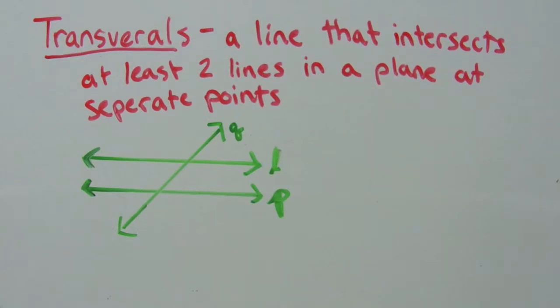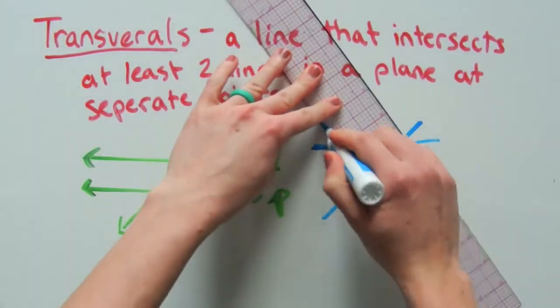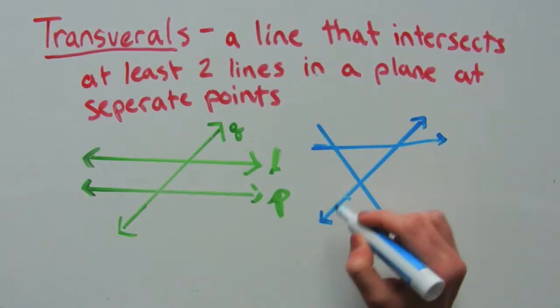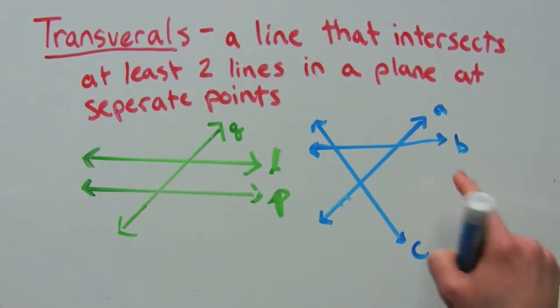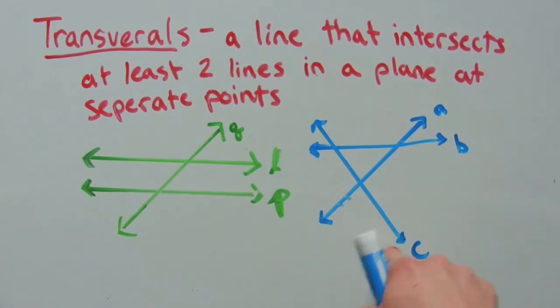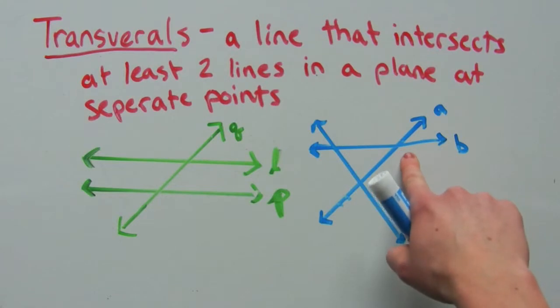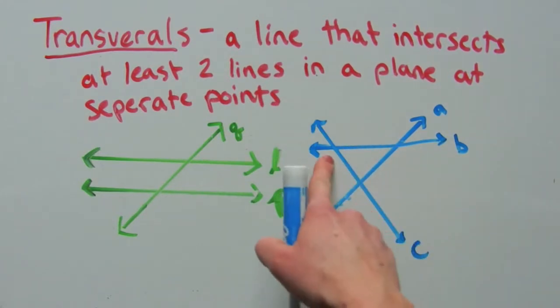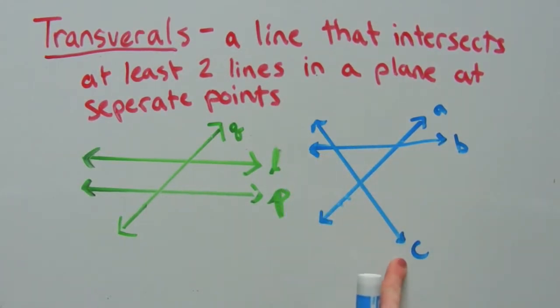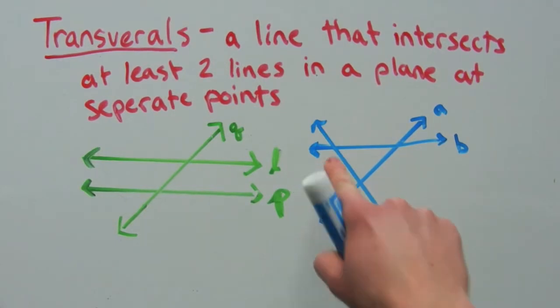A transversal could also look like this. Line A is the transversal of line B and C. Line B is a transversal of line A and C. You can see B crosses A and it crosses C. And line C is a transversal of A and B. It crosses A and it crosses B.